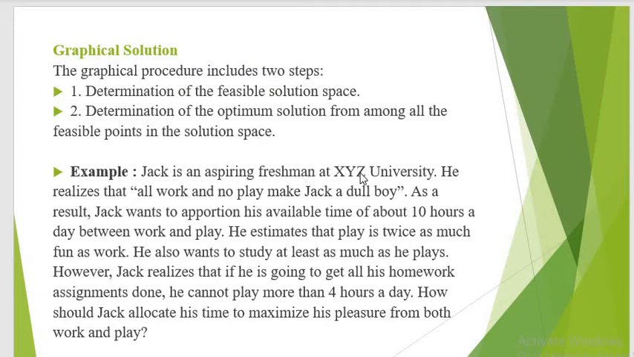Jack is an aspiring freshman at XYZ University. He realizes that all work and no play make Jack a dull boy. As a result, Jack wants to portion his available time of about 10 hours a day between work and play. He estimates that play is twice as much fun as work. He also wants to study at least as much as he plays. However, Jack realizes that if he is going to get all his homework assignments done, he cannot play more than 4 hours a day. How should Jack allocate his time to maximize his pleasure from both work and play?